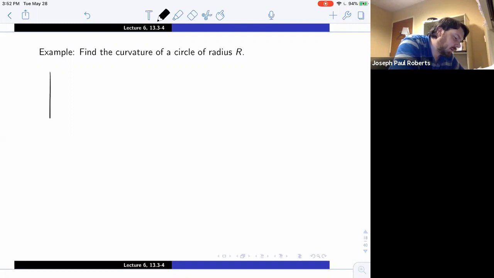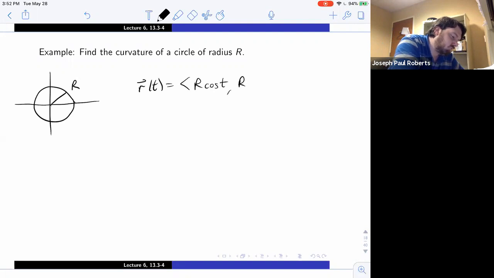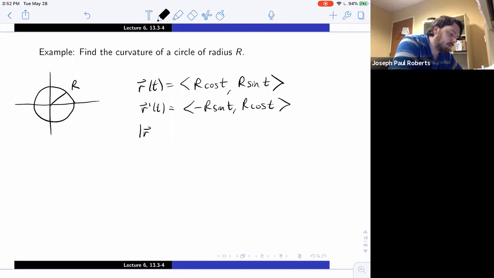Okay, so circle of radius R. Let's just do it in the XY plane. So we have our circle. We talked yesterday that one way to parameterize this circle of radius R is R cosine t, R sine t. So r prime is minus R sine t, R cosine t. The length of r prime, the Pythagorean theorem will tell you that it's R. So you'll get the square root of R squared cosine squared t plus R squared sine squared t.